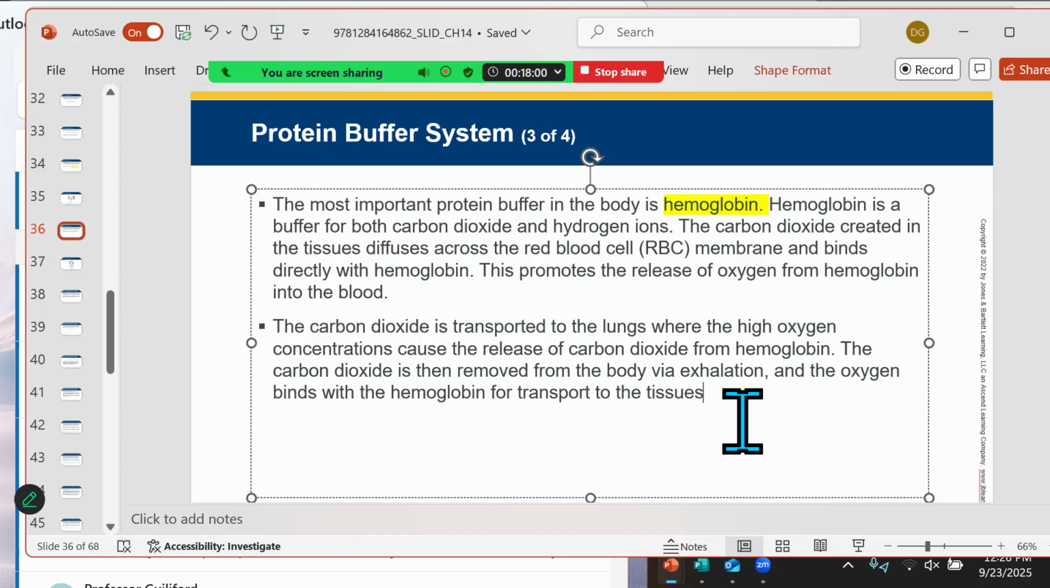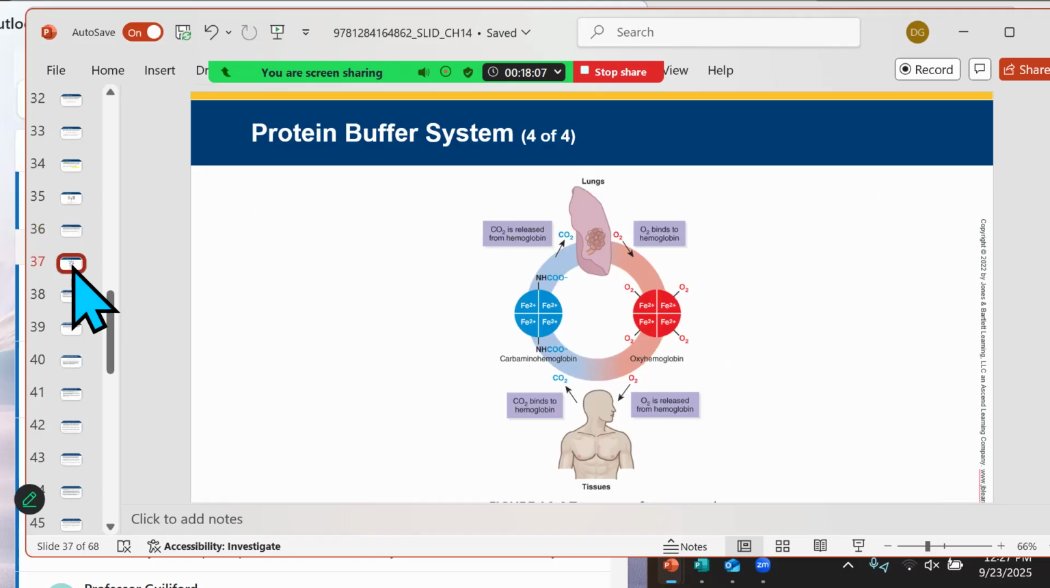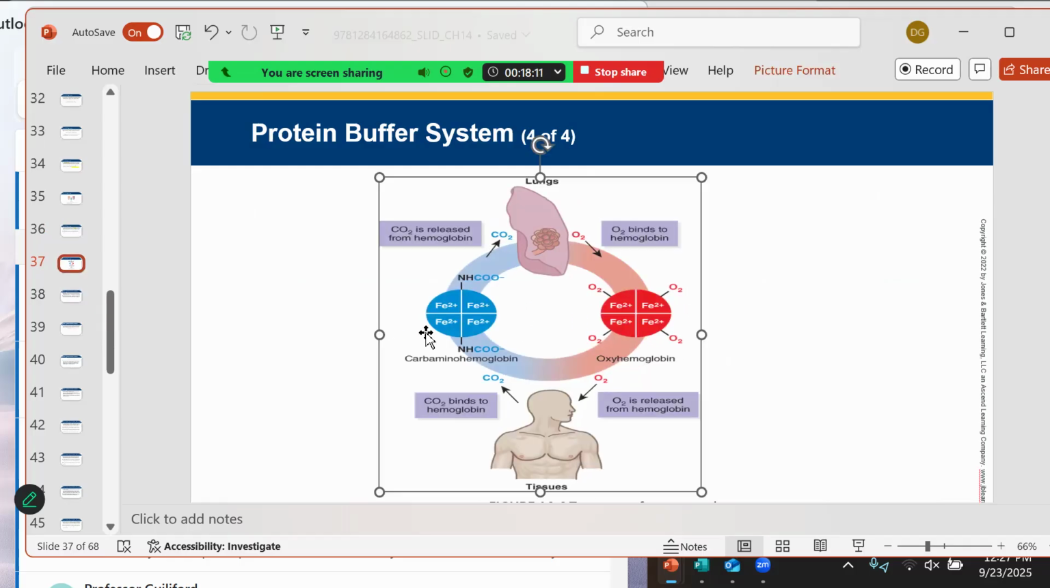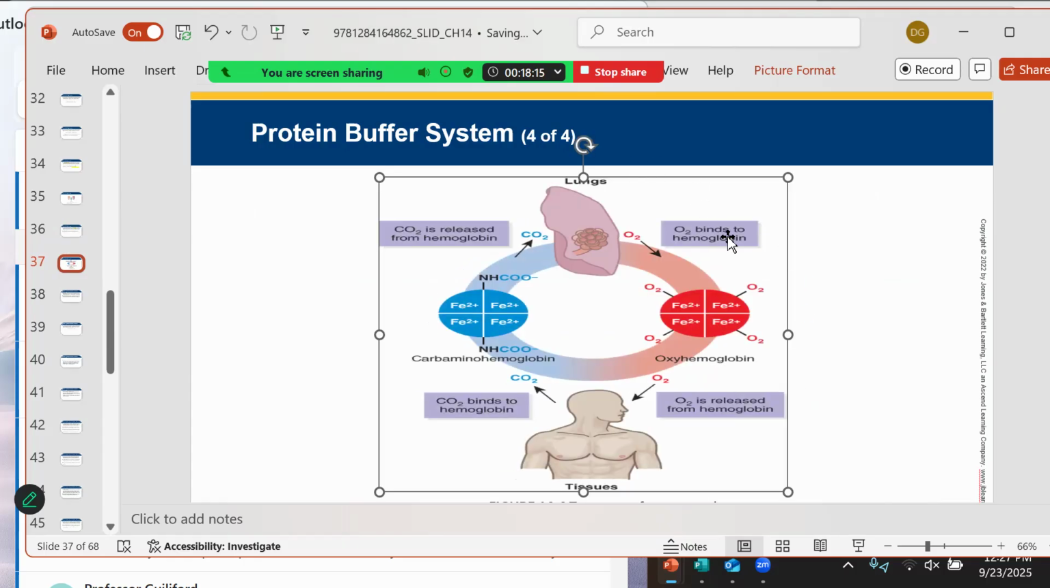And there's a picture of it all happening. Let's start with the lungs. Oxygen binds to hemoglobin. You can see it's attaching to the heme groups. If there's a 20% drop, oxygen is released from hemoglobin to the tissues. Then CO2 binds to hemoglobin, and hemoglobin takes it back to be exhaled. This is the carbamino hemoglobin mechanism.